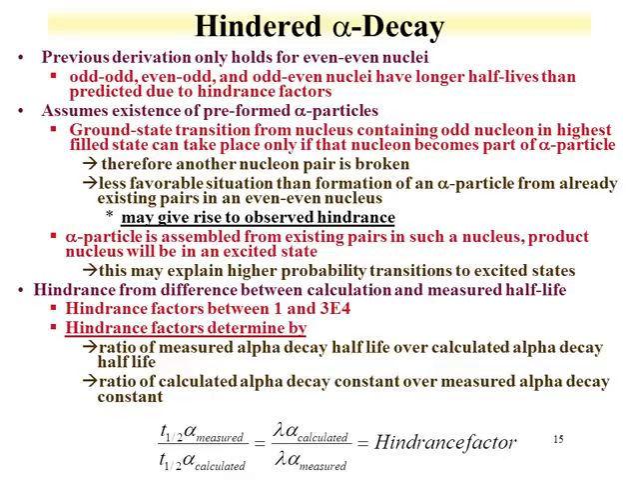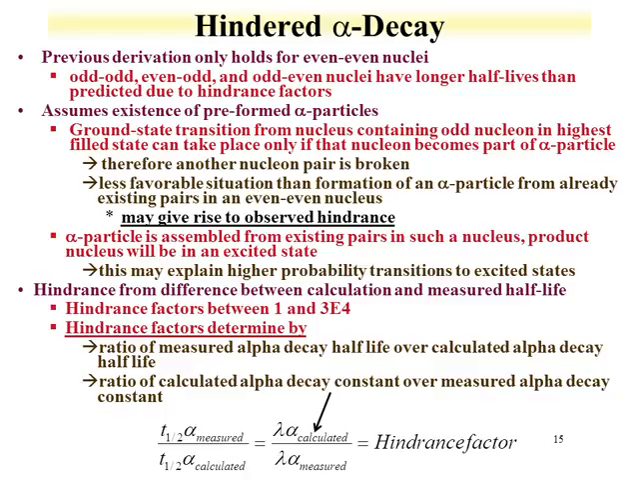Now, the hindrance factors have been evaluated, and they're generally between 1 and 3 times 10 to the 4th. There are two ways of evaluating the hindrance factors. They're listed here. One, we can make a ratio of the measured alpha decay half-life to the calculated alpha decay half-life. Or the converse of that is I can do a ratio of calculated alpha decay constants over measured alpha decay constants. Either way, I'll get the same hindrance factor.